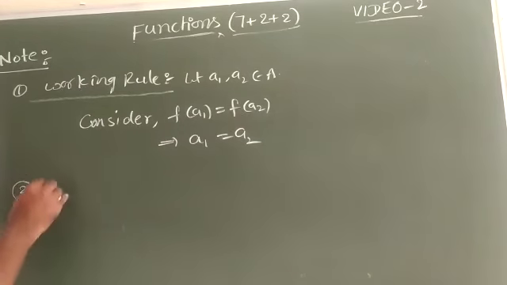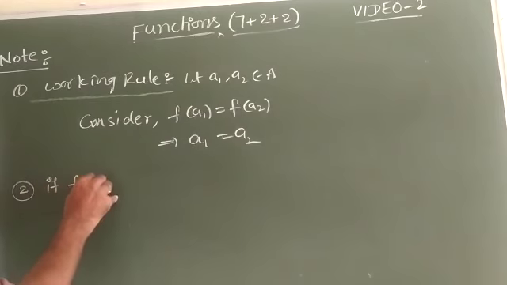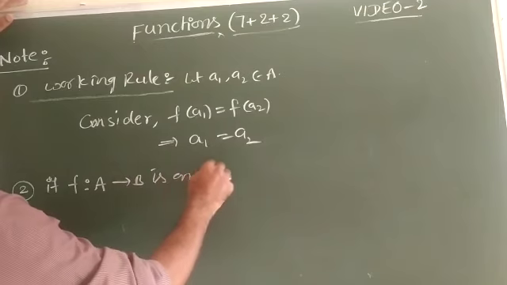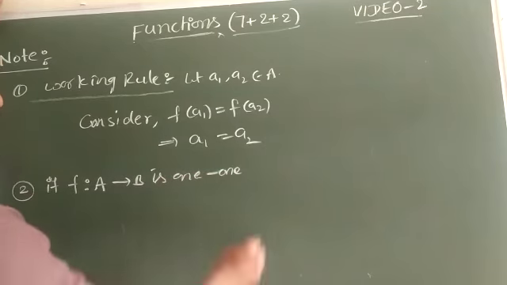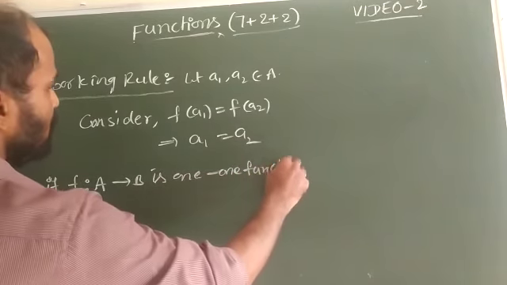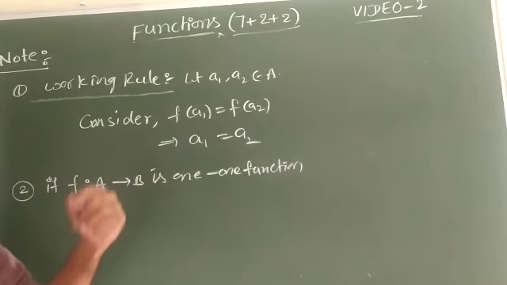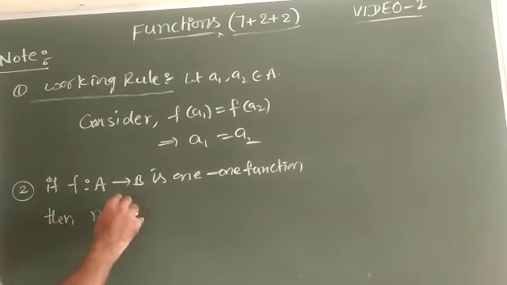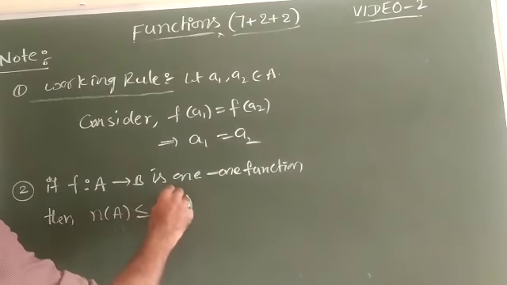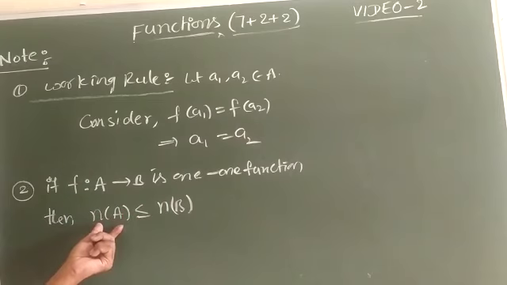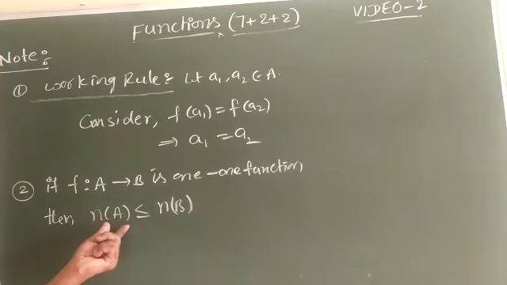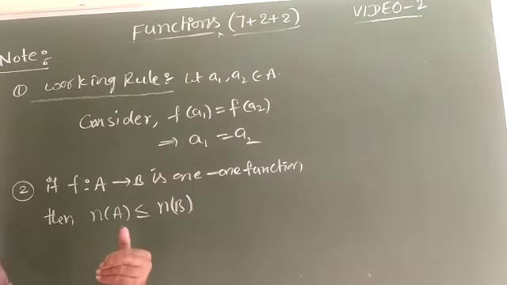Second one is if f from A to B is one function or injection, then n of A is less than or equal to n of B. That means the number of elements in set A is less than or equal to the number of elements in set B. Set A లోని ఎలిమెంట్స్ సెట్ B కన్నా ఈక్వల్ ఉండాలి లేదా తక్కువైనా ఉండాలి. Then only one functions exist.